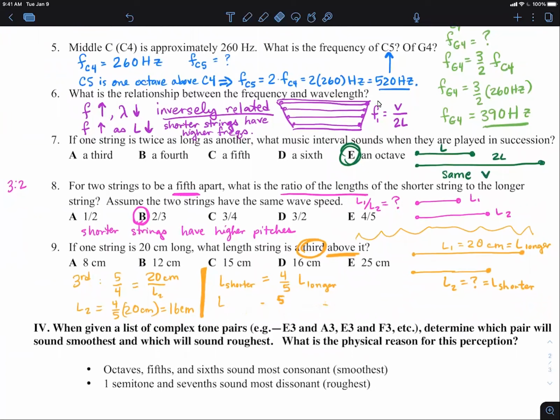So I'll just erase that since we're looking for the shorter one. That means that the shorter one is 4/5 of 20 centimeters, which is 16 centimeters.